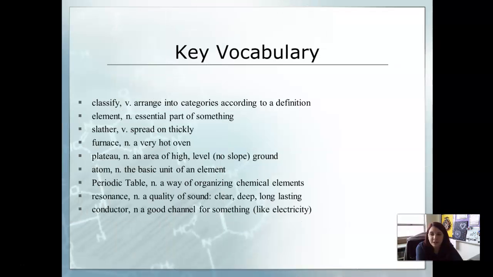Our key vocabulary for today: classify is to arrange into categories according to definition. An element is an essential part of something. Slather is spread on thickly. Furnace is a very hot oven. A plateau is an area of high, level, no-slope ground. An atom is the basic unit of an element. The periodic table is a way of organizing chemical elements. Resonance is a quality of sound, clear, deep, long-lasting. And a conductor is a good channel for something like electricity.